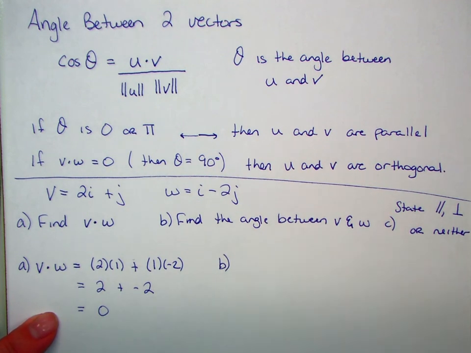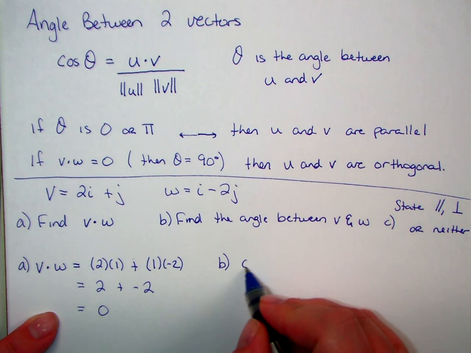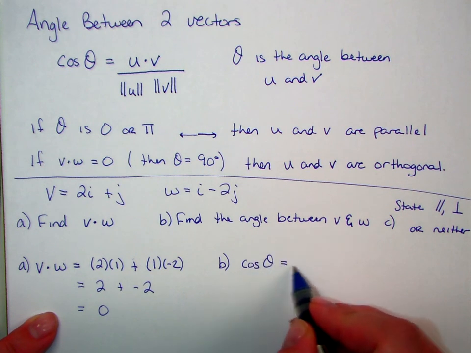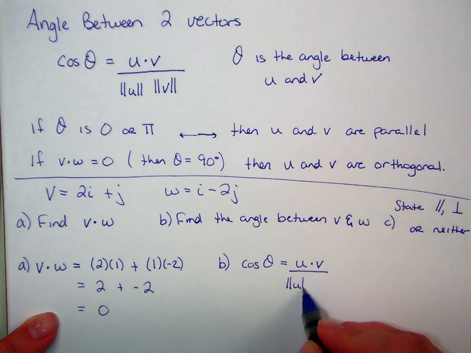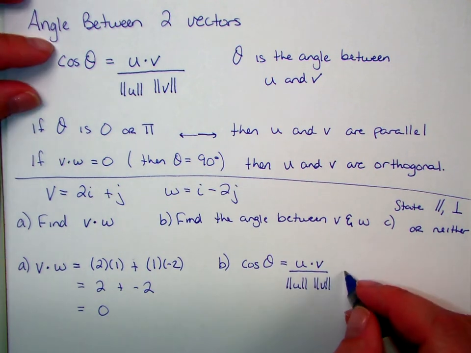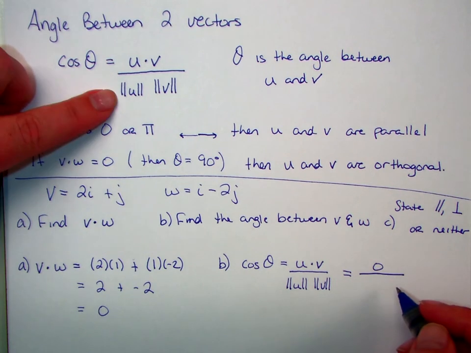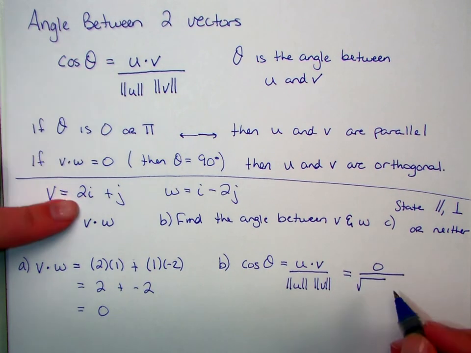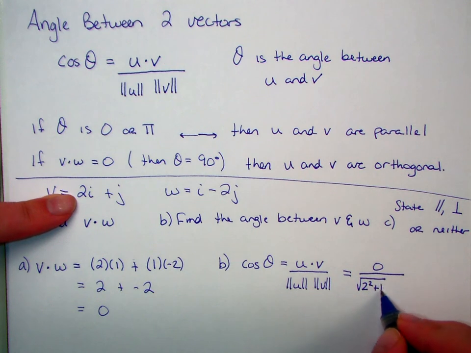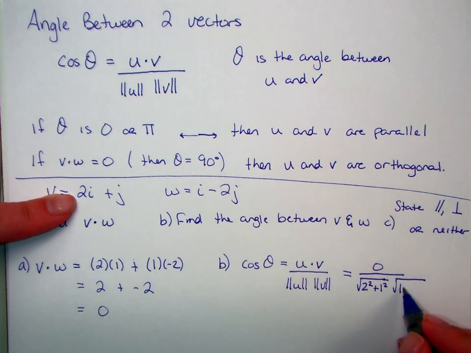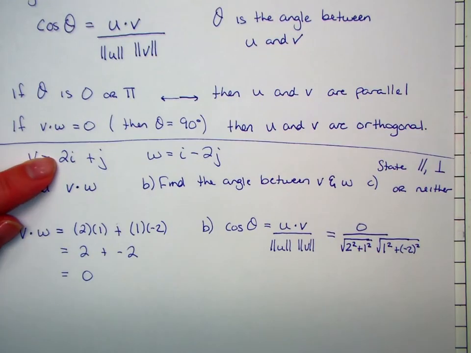So find the angle between V and W. So we're going to do cosine of theta is equal to the dot product divided by the magnitude of U times the magnitude of V. All right? So U dot V is 0. The magnitude of U is the square root of 2 squared plus 1 squared. And then the magnitude of W is 1 squared plus negative 2 squared, right? That's how we find magnitude.